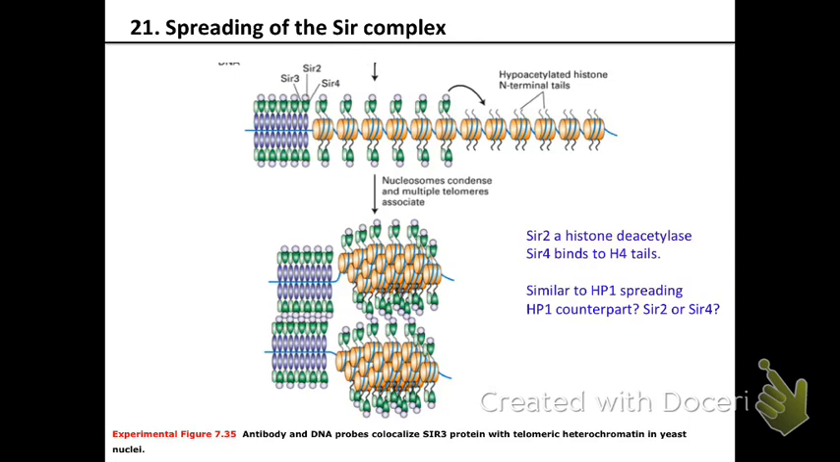So in this case, which one is the counterpart to HP1? It's SIR2 and SIR4, right? Because those are the readers.